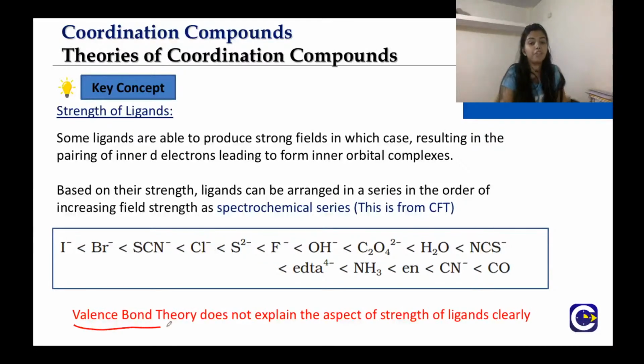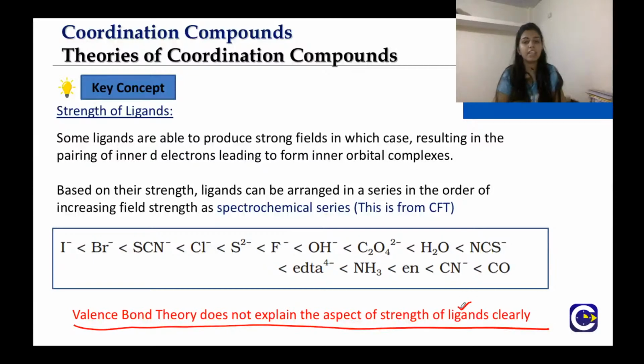Now, valence bond theory does not explain the aspect of strength of ligands clearly. It has just defined that these will be strong field ligands, or that these will be weak field ligands. But why it is acting as a weak field ligand, why it is acting as a strong field ligand, why strong field ligands are able to pair up electrons and why weak field ligands are not able to pair up electrons, this was not explained by valence bond theory. So this is one limitation of valence bond theory.